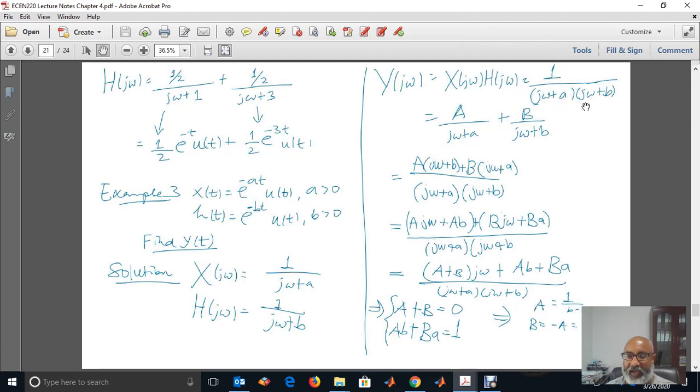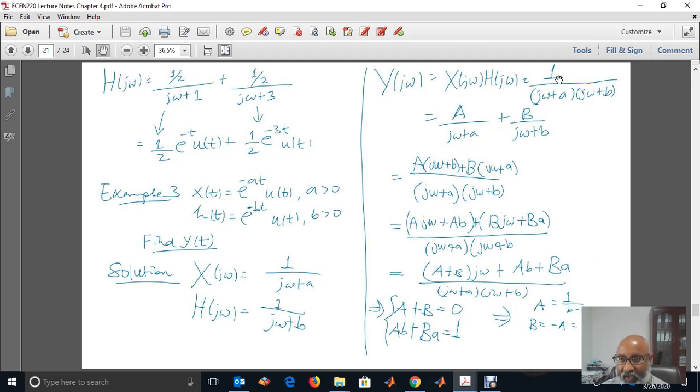Again, this is Y of j omega, and when we change it to time domain using the inverse Fourier transform, it is easier to do partial fraction expansion. So we have here capital A over j omega plus a, plus capital B over j omega plus b, and then again combine this crisscross: capital A times (j omega plus b), plus capital B times (j omega plus a). Then I have here the numerator part, and when I combine them, capital A plus capital B times j omega, and I have this constant part. A plus B should be 0.